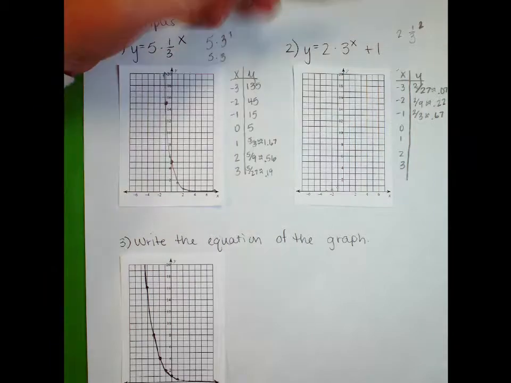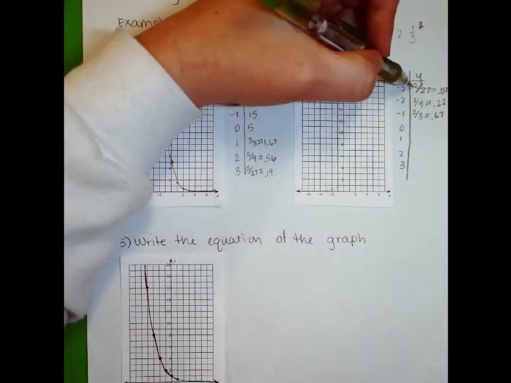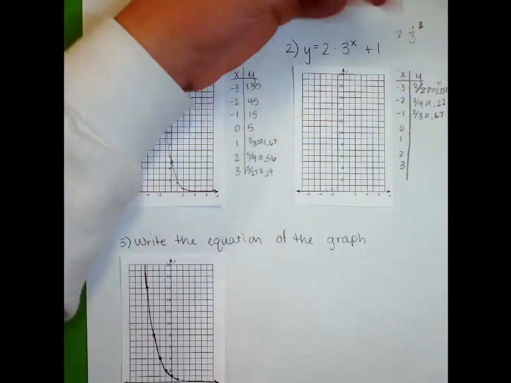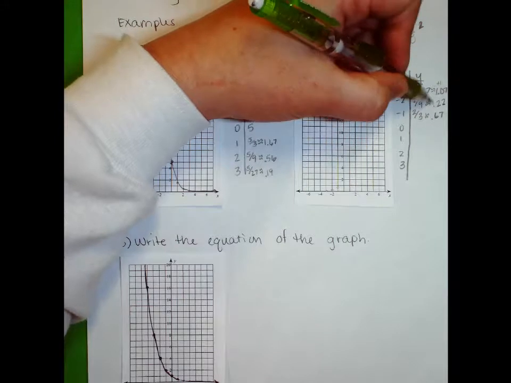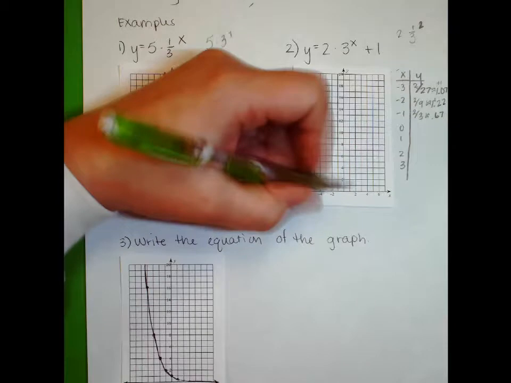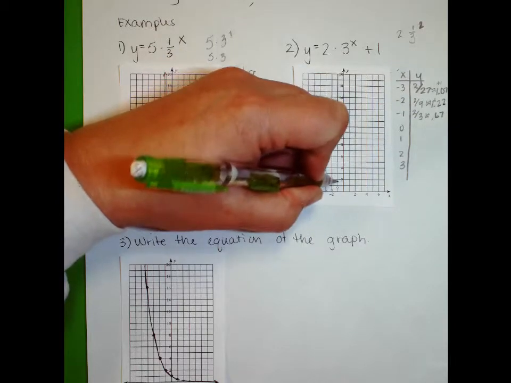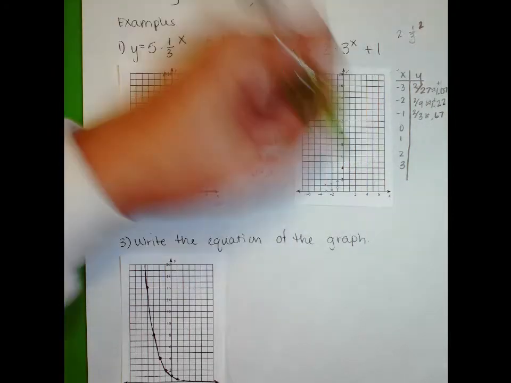Plug in 0. I've been forgetting to add 1 to all of these. That's rough. So then plus 1, that should be 1.07. Plus 1, that should be 1.22. So these are all just going to move up. See, this is why we need to read directions. Those all just moved up 1 unit.